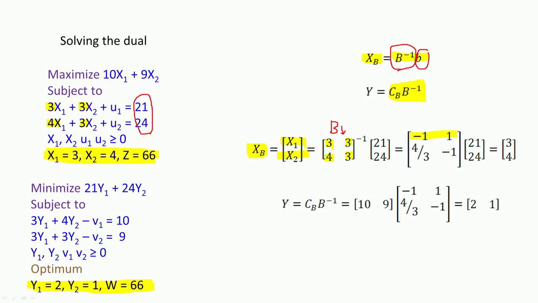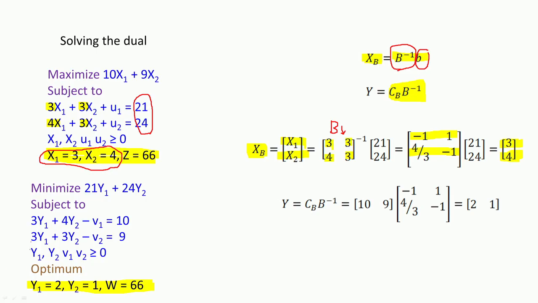So you could find the determinant, the cofactor and the adjoint, and if you did that, your B inverse matrix will look like this. This is your B inverse matrix. Now B inverse times the right hand side 21, 24 will give you, through matrix multiplication, minus 1 into 21 plus 1 into 24, which is 3, and 4 by 3 into 21, which is 28, minus 1 into 24, which is 4. So the solution is x1 equal to 3, x2 equal to 4, which is your optimum solution for the basis x1, x2.